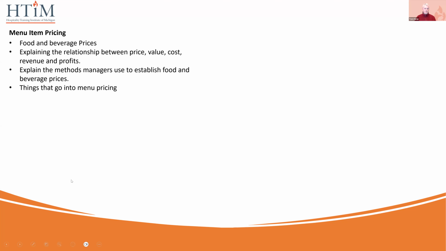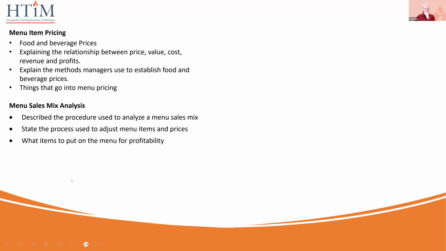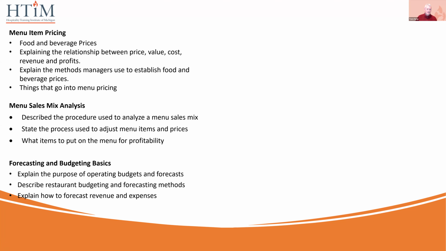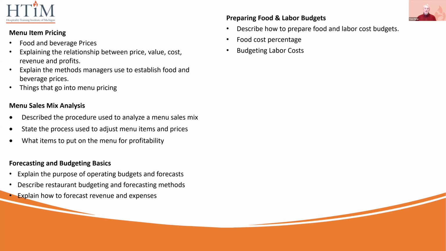Let's see here. So menu item pricing, what a menu sales mix analysis looks like, and some of the terms and things that we do to prepare that menu and the mix that goes into that. Some forecasting and budgeting, extremely important that we know the monies that we have available and how to spend those and what we're going to spend them on going forward. Preparing those food and labor budgets based on our forecast, based on what we feel that we're going to spend over time.